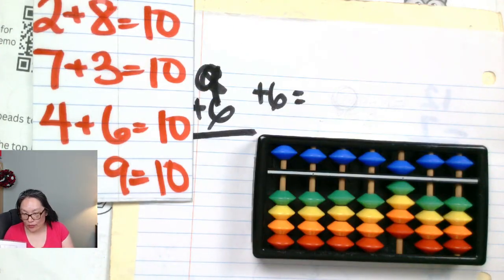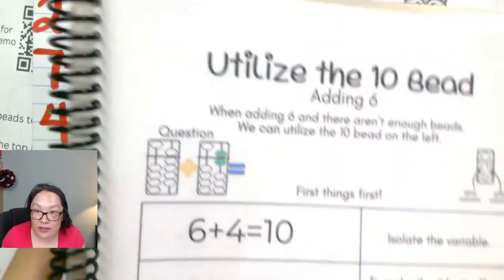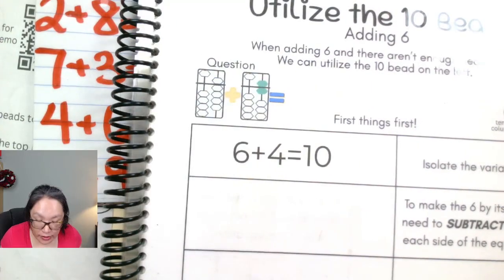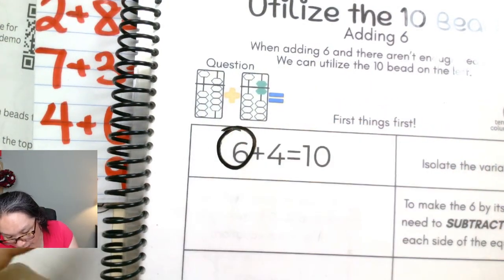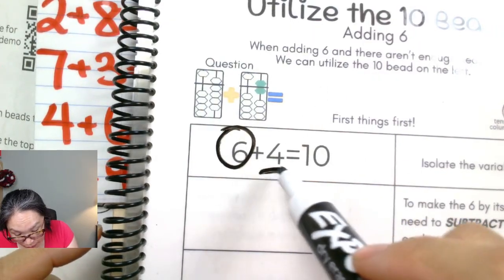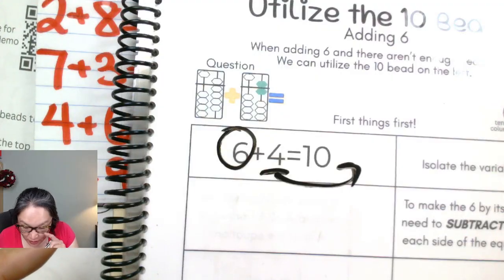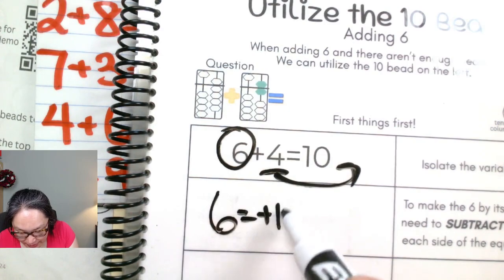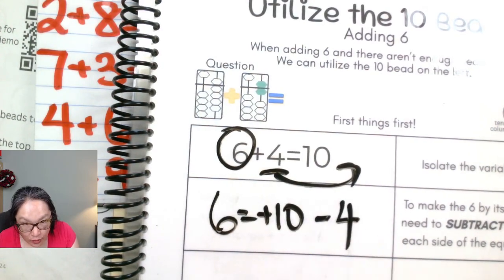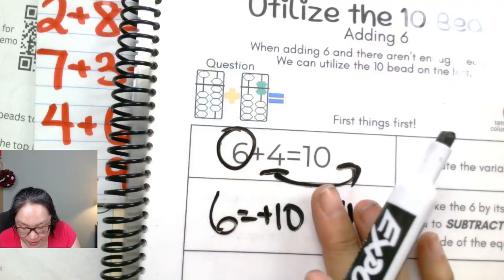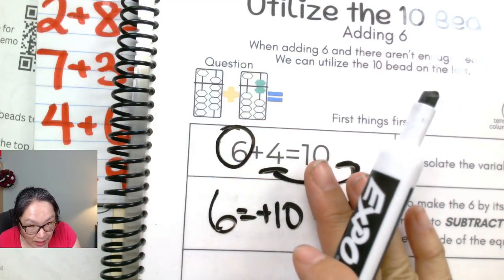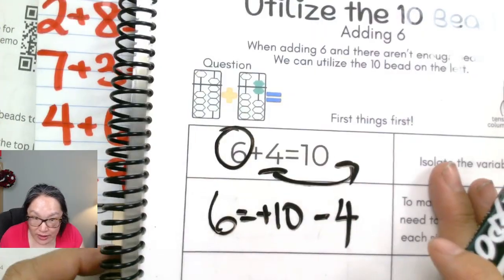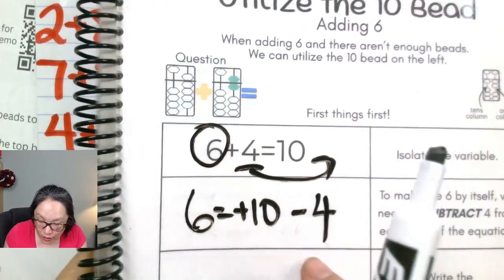So what does that mean? When we do our partners, we have our formula to understand how to make a 10. When we make a 10, what are we going to do? We're going to isolate this variable. We're going to move the 4 to the other side. So when we move the 4 to the other side, we're going to do 6 is equal to plus the 10 minus 4. Why? Because if we do plus the 10, that's not balanced. So what we're going to do is minus the 4.